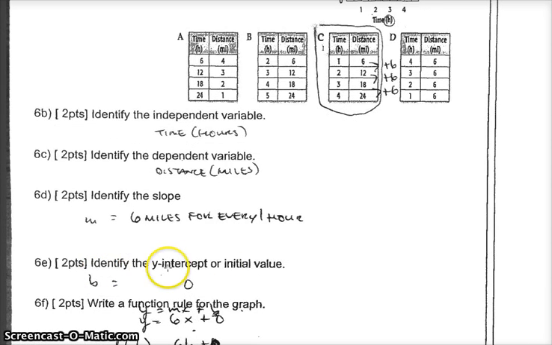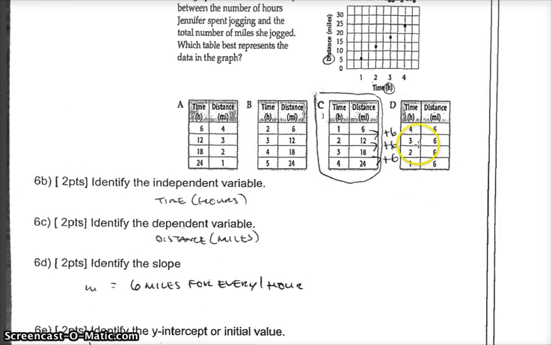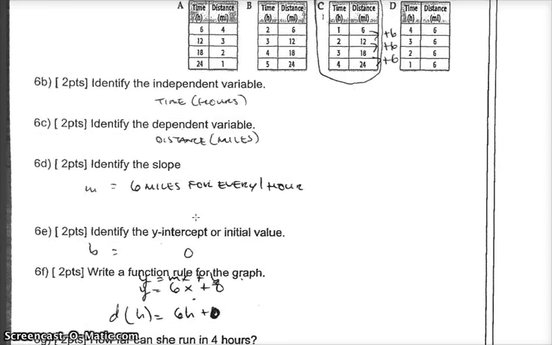6E says identify the y-intercept or the initial value. Well, you have to think back to 0. So you can either subtract 6 here and then subtract 1 over here, and you'll realize when she has not jogged, time 0 hours, she's gone a total distance of 0. So there would be a dot right here. So 6E is 0.